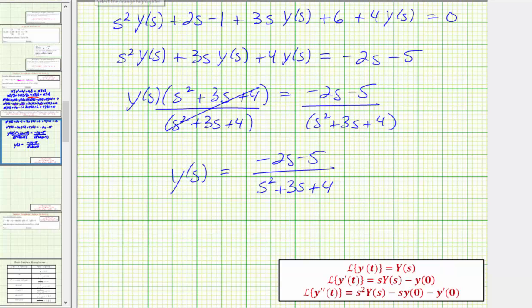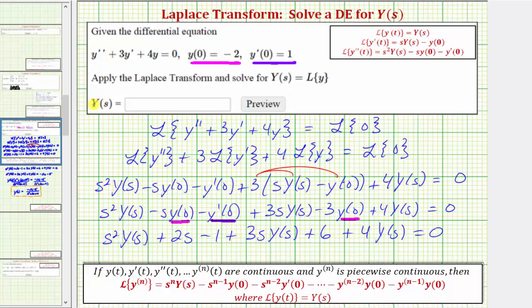So while we are done with this problem, keep in mind this is not the solution y of t to the initial value problem. This is the Laplace transform of y, which equals big Y of s. So going back to our first slide, we're only asked to find big Y of s, which we now have. Big Y of s equals the quantity negative 2s minus 5 divided by the quantity s squared plus 3s plus 4. And remember, if you are entering this in from the keyboard, you would want to enter parentheses around the numerator and denominator.